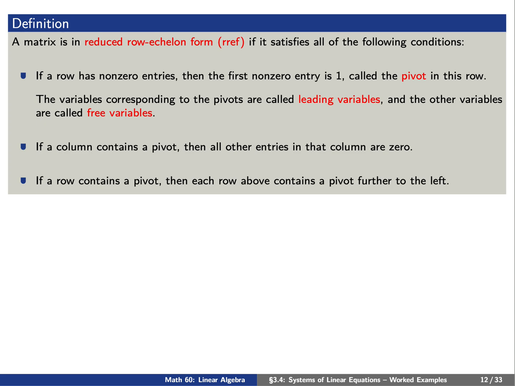We'll see an example of this later on in the lesson today. Now let's take a look at the columns. If a column contains a pivot as above, then all of the other entries in that column must be 0. Third, if a row contains a pivot, then every row above this one has a pivot that appears, but this pivot appears further to the left than the row we're in.